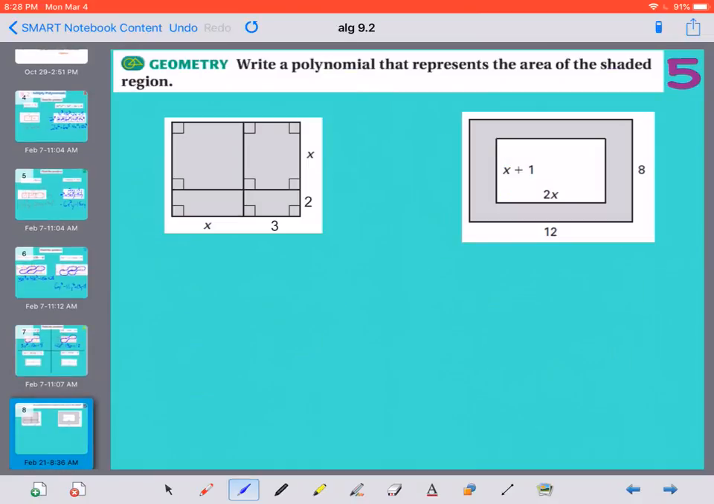Alright, it says write a polynomial that represents the area of the shaded region. So, we need to figure out what we have here. We have 4 rectangles. We need to figure out the area of all of them together. So, I know that I have x for this first rectangle times, now I know that this side is going to equal 2. So I have 2 times x. So 2x.